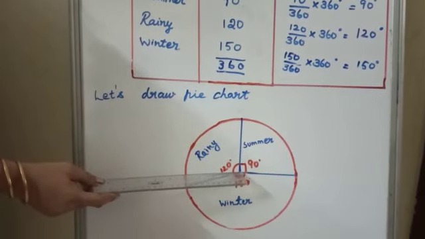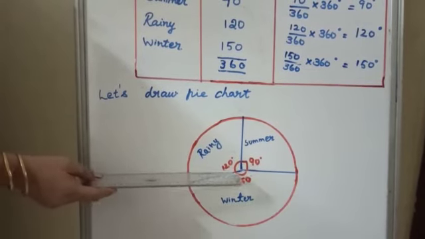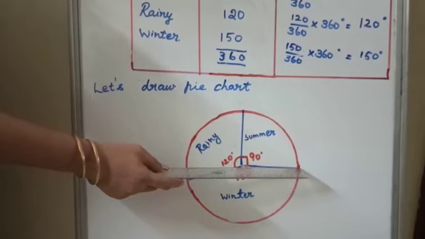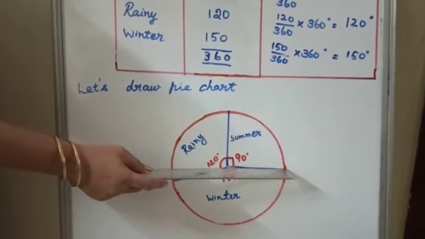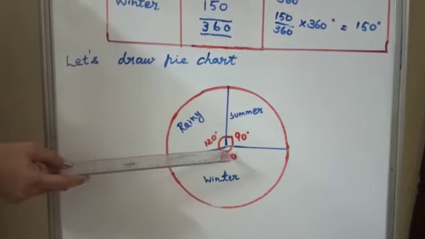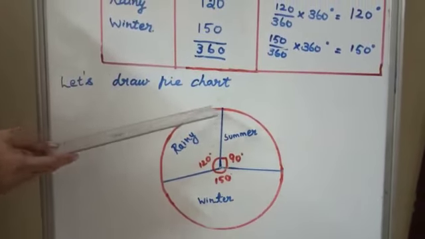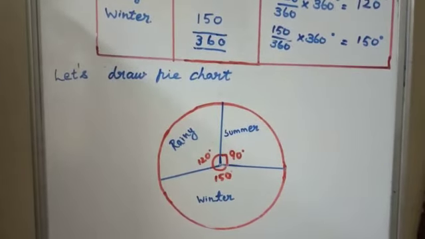So write the angle 120 degree and write it as rainy. Okay, now after that the last line drawn is this line. Okay, again you keep the protractor here. Naturally it will be 150 degree. You can see here the 150 falls here. So that is 150 degree. So that is winter season. This is the way you have to draw the pie chart. Thank you, students.